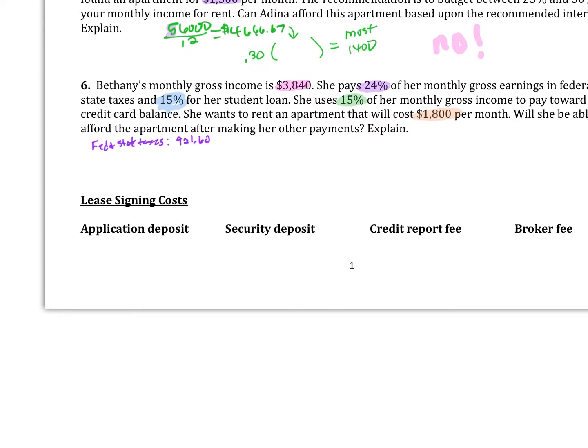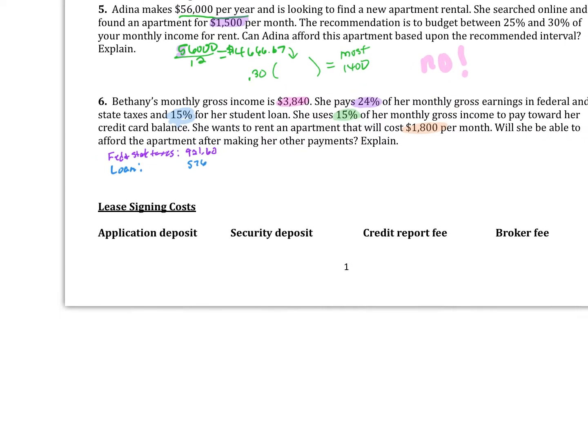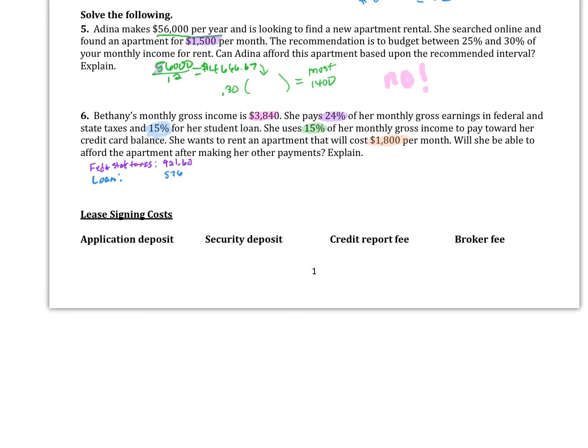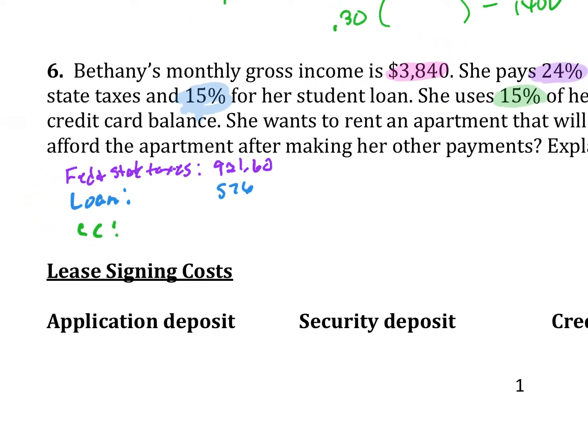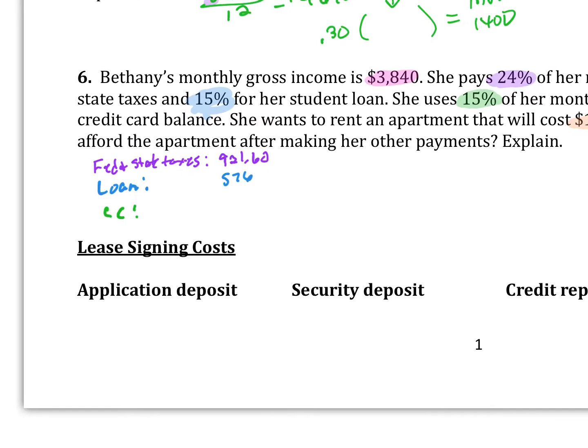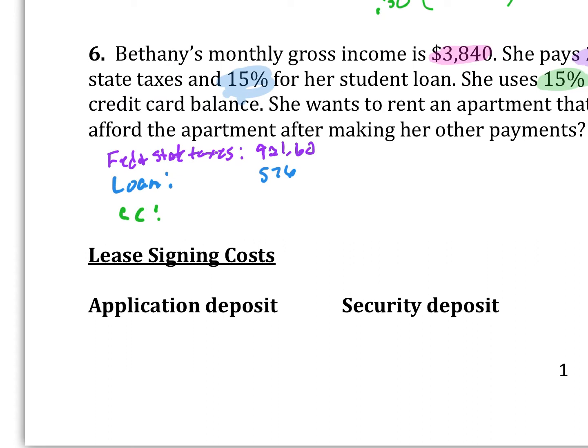Student loan, it's $576. Okay, for both, I guess. I mean, you have to add them up. So that's $576. And then what else? What's the first number again? 15% is her credit card balance. So let me get that in there too. Katie, hold on. What was your question? What's the first number? 921.60. Sorry. Okay, credit card balance, how much was that? That was 576 also, isn't it? Okay. All right.